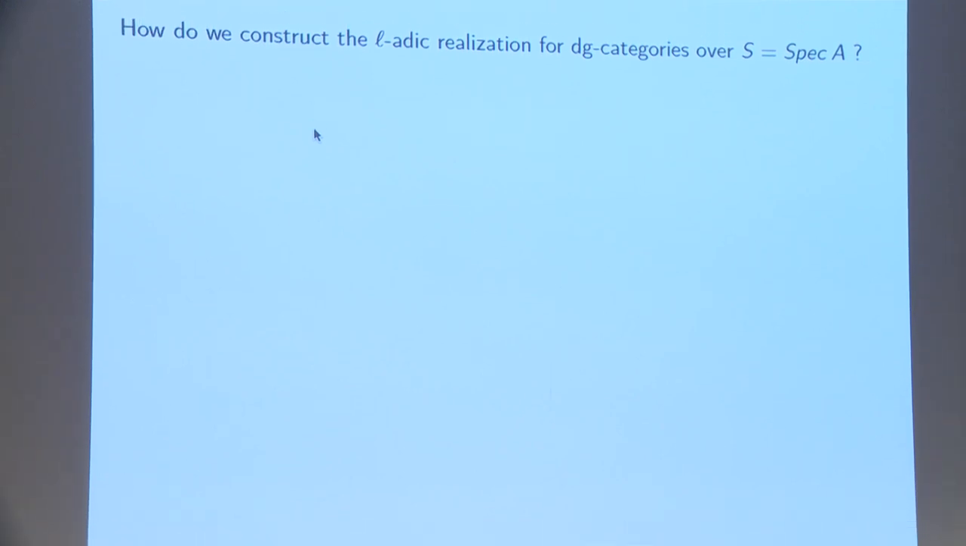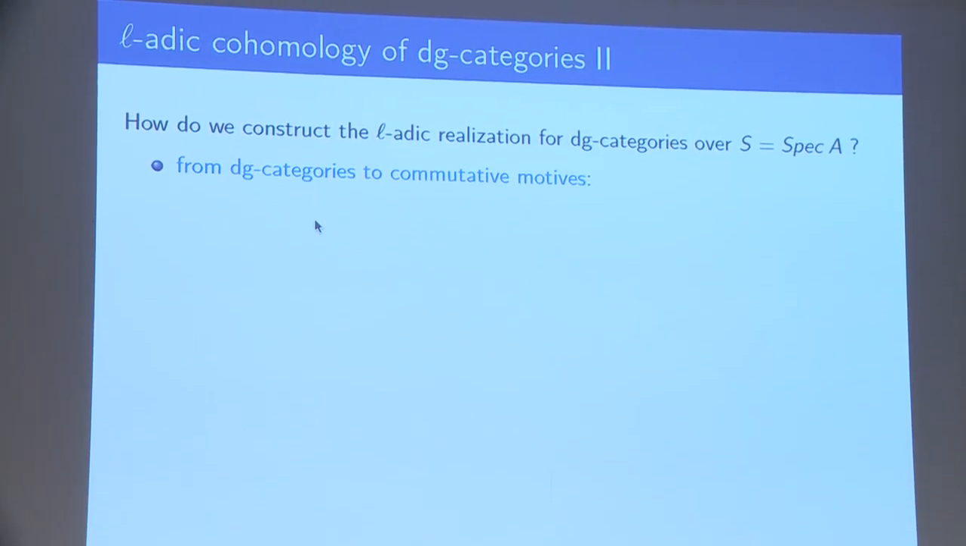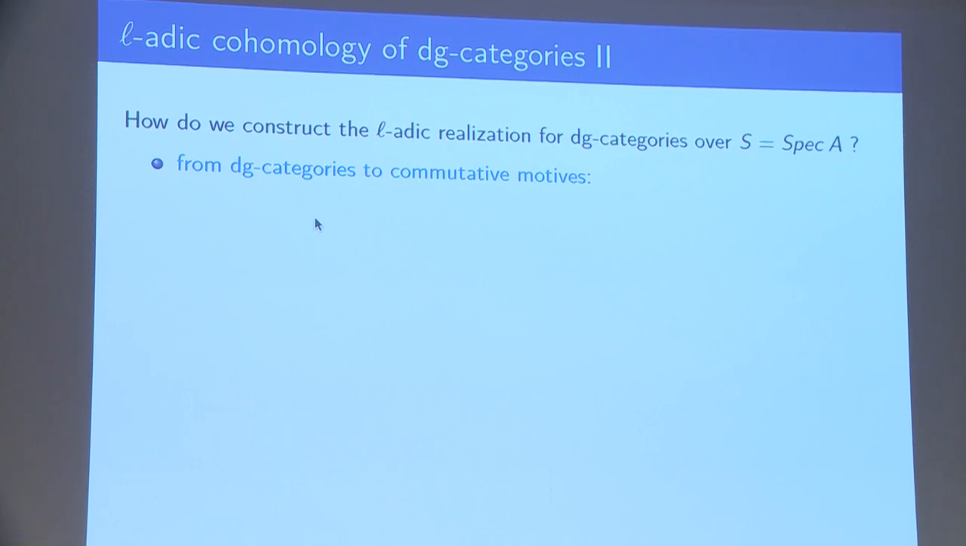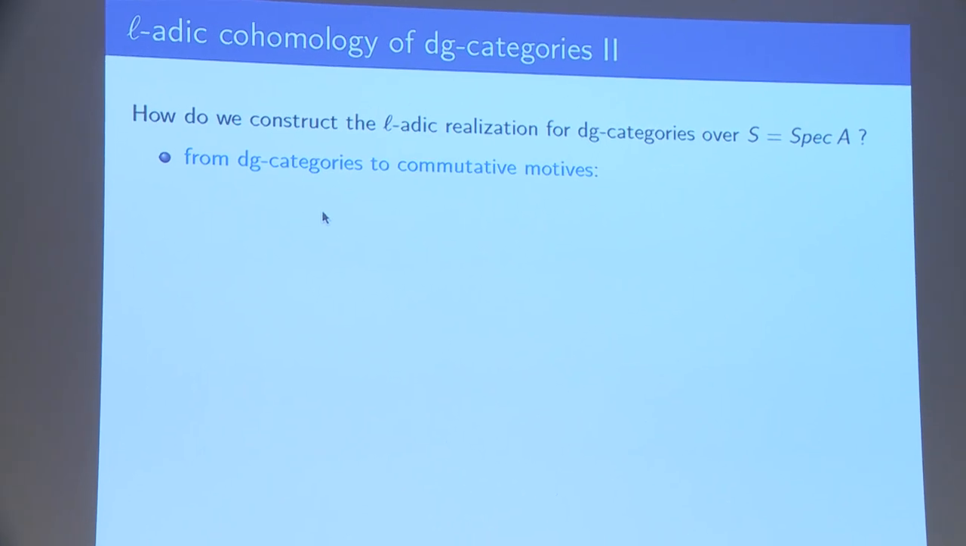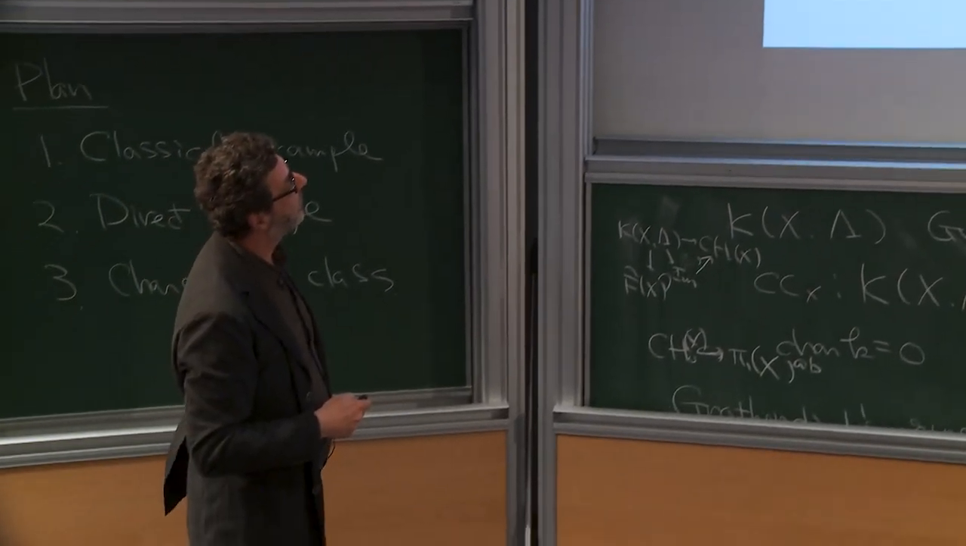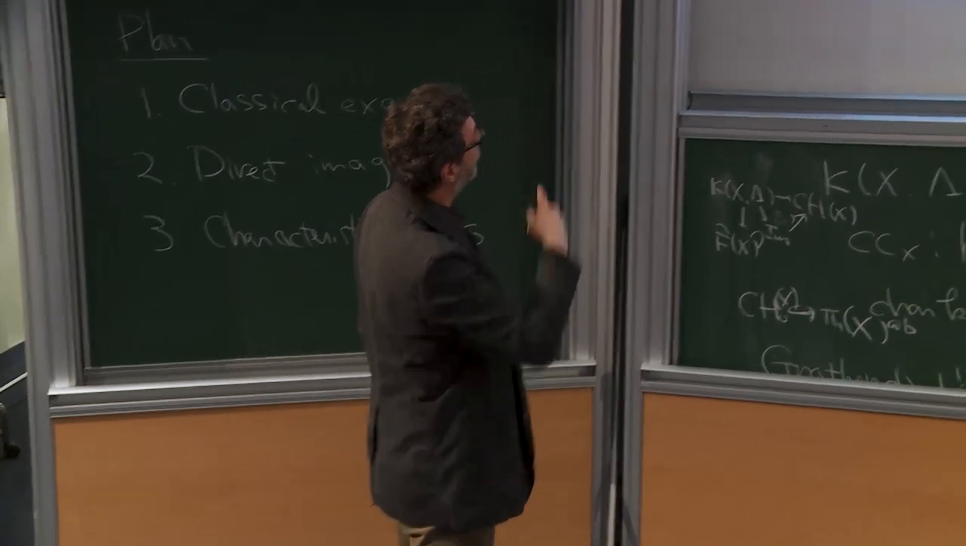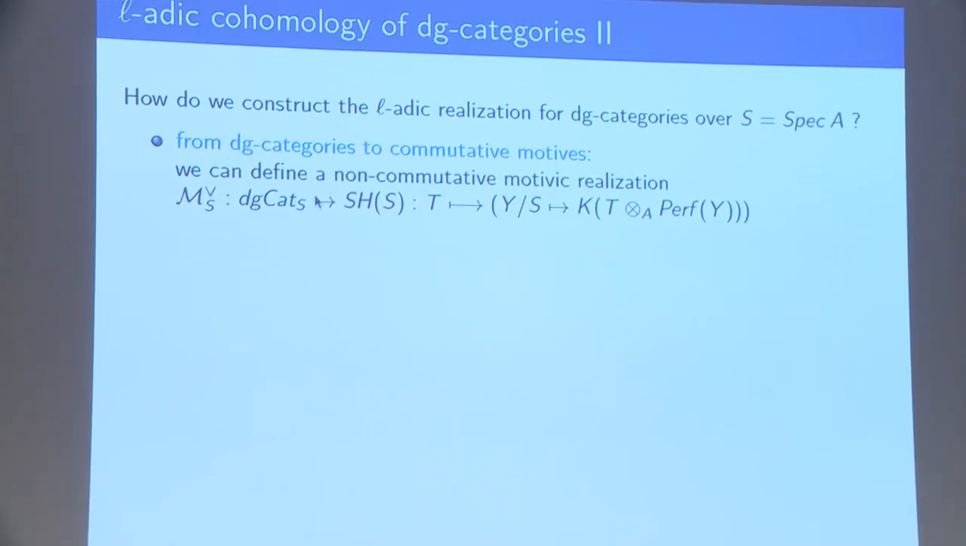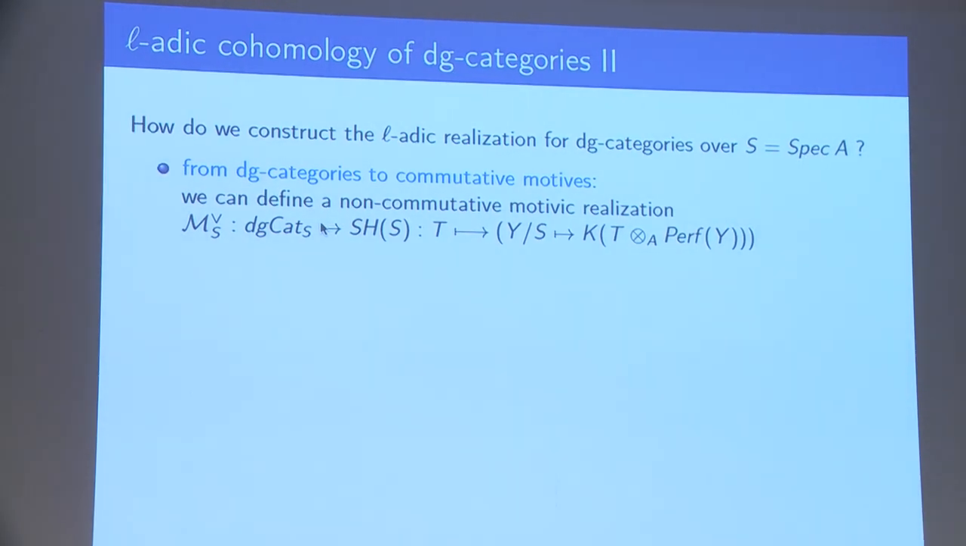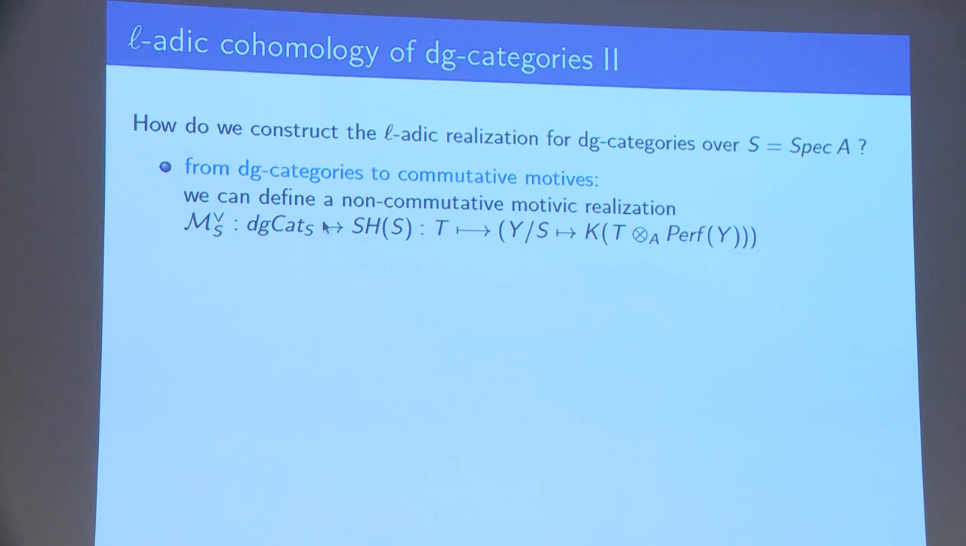So how do we construct the l-adic realization for DG categories? You already explained. You want to go from DG categories to l-adic sheaves, so you break the construction in two. You go from DG categories to commutative motives, and this is the construction that Marco explained. I just use a different notation because I put a dual there. So basically you send T, a DG category, to the functor on smooth schemes over S, which sends a smooth scheme Y to K of the non-connective homotopy invariant algebraic K-theory of the DG category T tensored over A with the DG category of perfect complexes on Y.